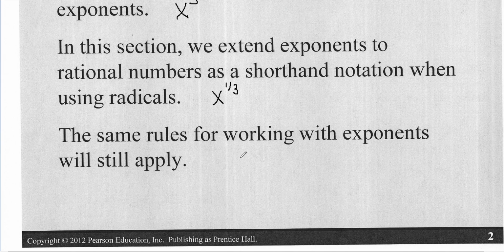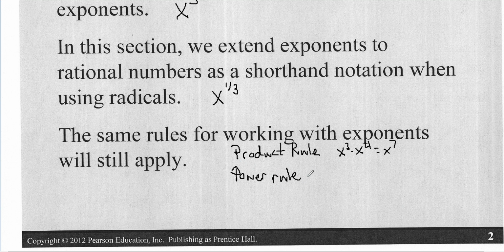And what were some of those? We had the product rule, where x to the 3rd times x to the 4th equals x to the 7th. We had the power rule. All these rules apply to rational exponents. The power rule, for example: x to the 4th raised to the 2nd is x to the 8th. You multiply the two exponents in this case.